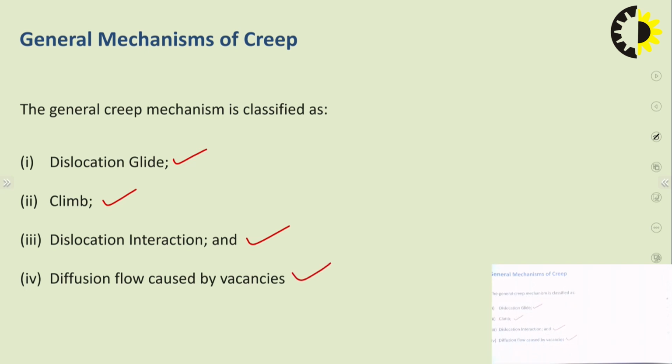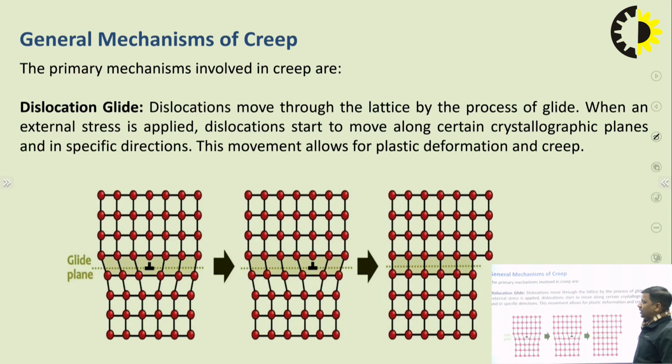The last one is due to diffusion flow caused by vacancies. So these are the four mechanisms under which creep is happening. Let's understand one by one what the general mechanism of creep is. First is glide, dislocation glide.